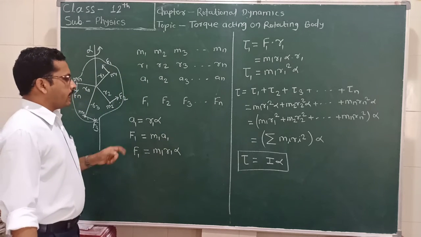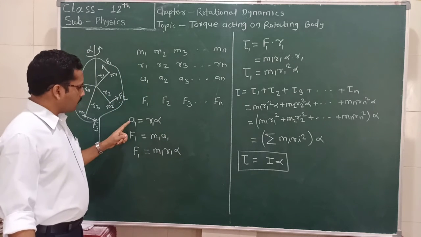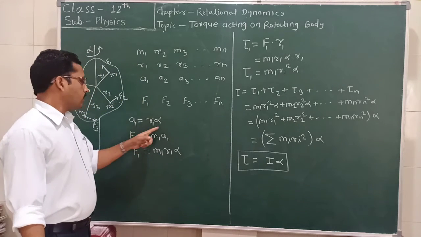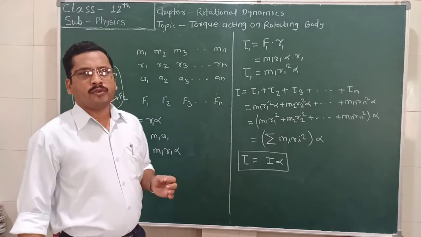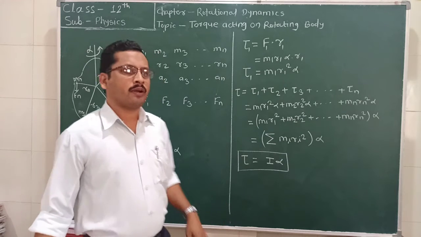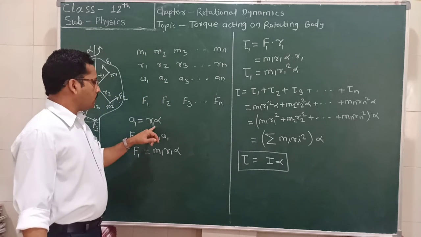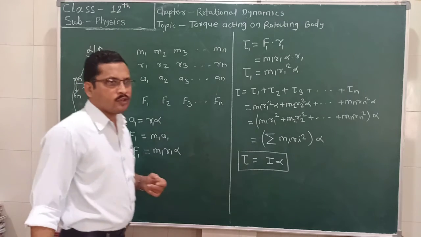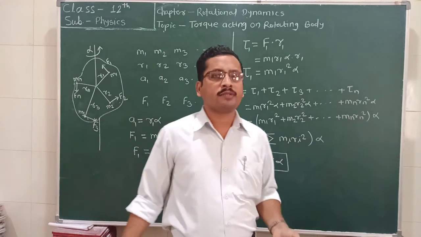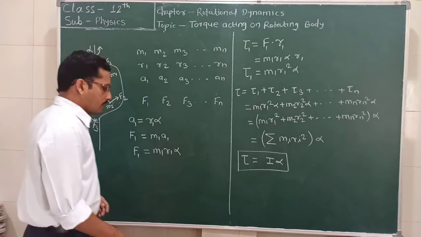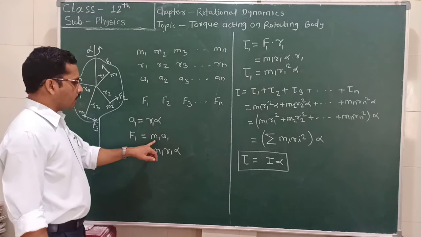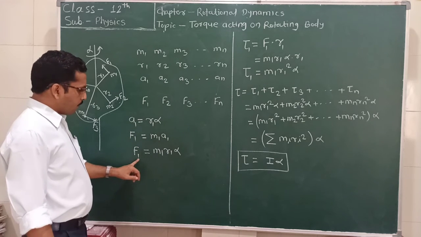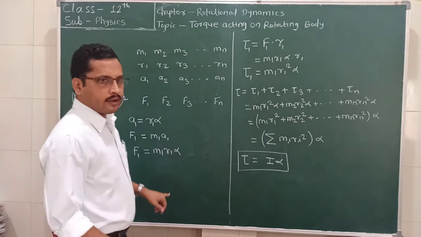Now we know that in the earlier section we derived the relation between linear acceleration and angular acceleration, that is a is equal to r alpha. Therefore, considering the first particle, a1 is equal to r1 alpha, and we again know that force is equal to mass multiplied by acceleration. Therefore, we can write F1 is equal to m1 a1. We put in the value of a1, so F1 is equal to m1 r1 alpha.